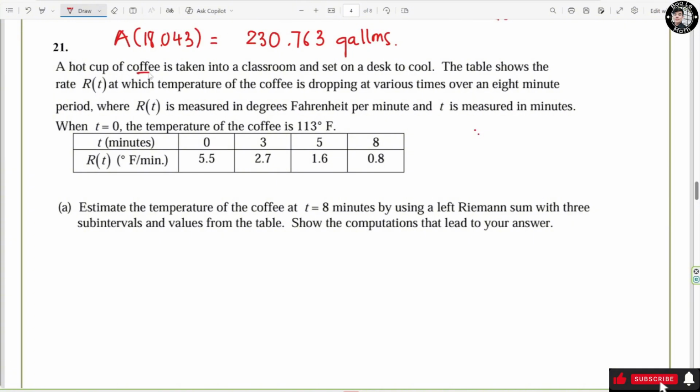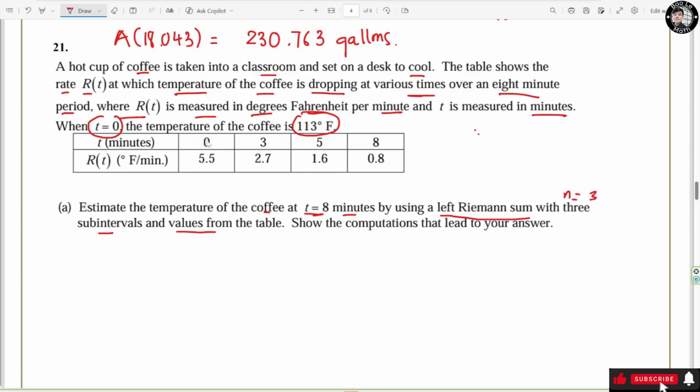Now let's move on to question 21. A hot cup of coffee is taken into a classroom and set on a desk to cool. The table shows the rate R(t) at which the temperature of the coffee is dropping at various times over an 8-minute period, where R(t) is measured in degrees Fahrenheit per minute and t is measured in minutes. When t equals 0, the temperature of the coffee is 113 degrees. Now, question A. Estimate the temperature of the coffee at t equals 8 minutes by using the left Riemann sum with 3 subintervals and values from the table, right?